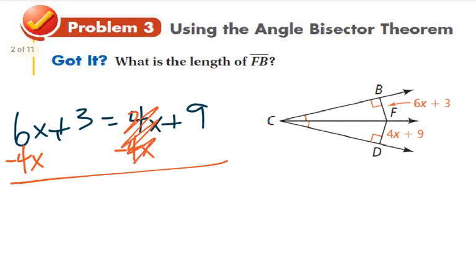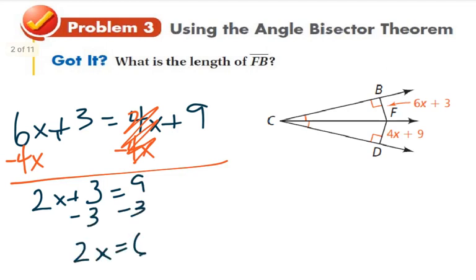And I get 2x plus 3 equals 9. I'm going to subtract 3. And I get 2x equals 6. And ironically, x equals 3 again, which is unusual, but that's okay. So x equals 3. But they didn't ask us for x.